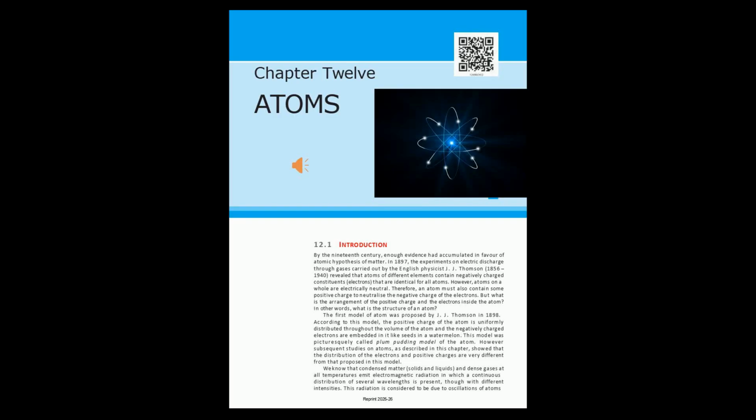But what is the arrangement of the positive charge and the electrons inside the atom? In other words, what is the structure of an atom? The first model of atom was proposed by J. J. Thomson in 1898. According to this model, the positive charge of the atom is uniformly distributed throughout the volume of the atom and the negatively charged electrons are embedded in it like seeds in a watermelon. This model was picturesquely called the plum pudding model of the atom. However, subsequent studies on atoms, as described in this chapter, showed that the distribution of the electrons and positive charges are very different from that proposed in this model.